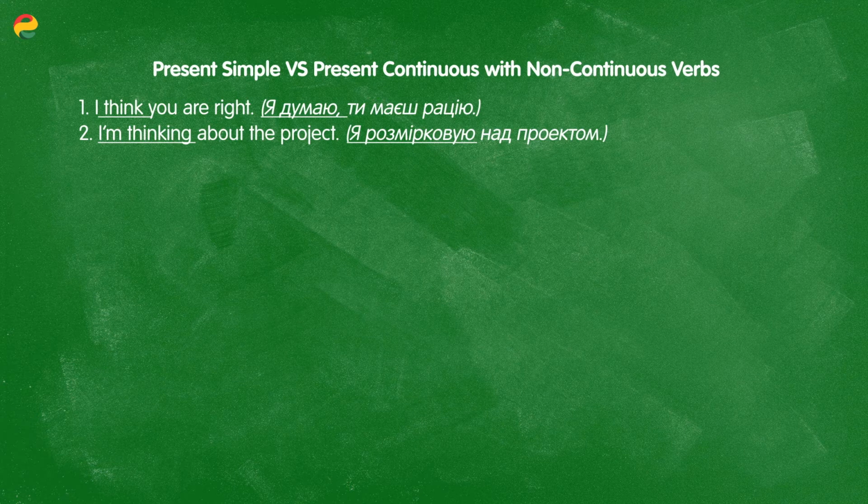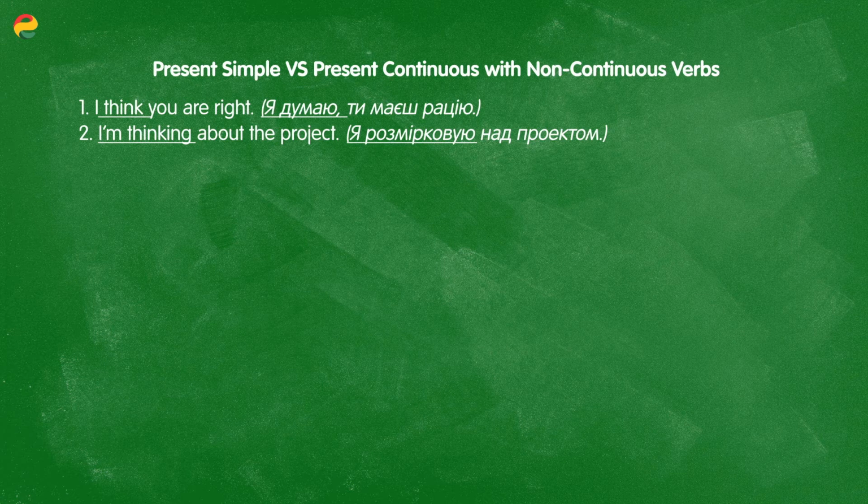Here, I think you are right applies to a discussion or a conversation that we are having, and if we wait 5-10 minutes, I will still probably think that you are right. However, I'm thinking about the project refers to the process right now. I am right now thinking about the project, but I may not be in 10 minutes.